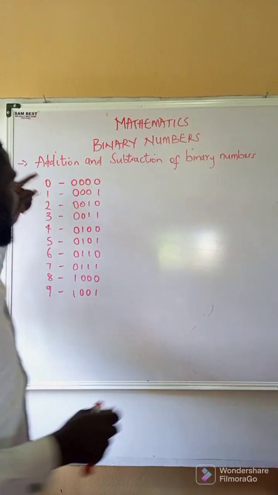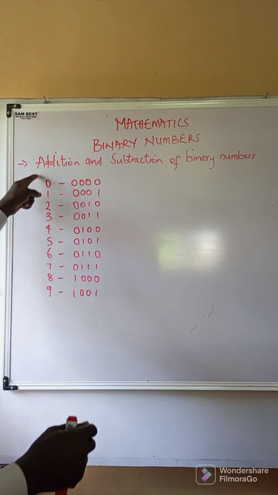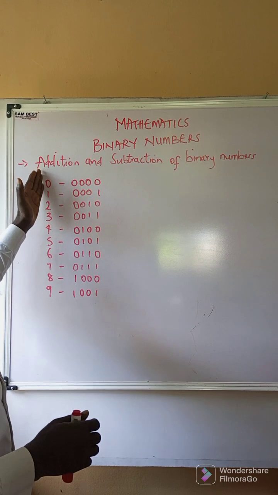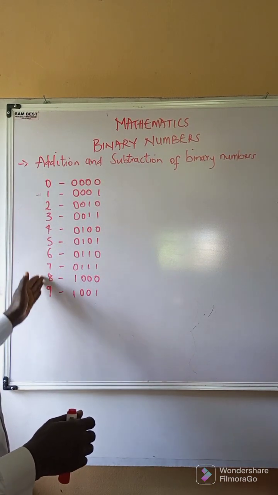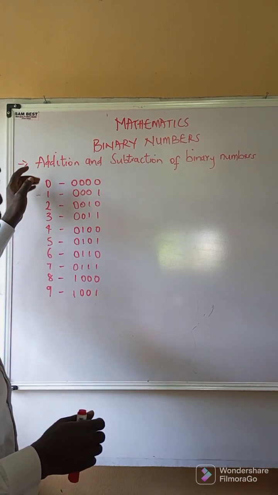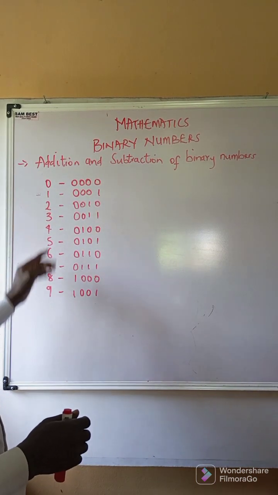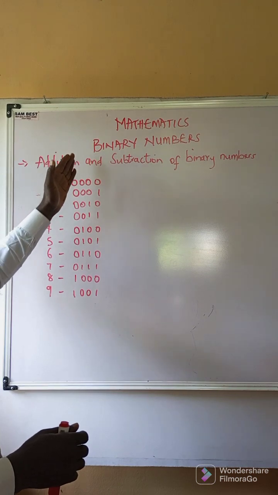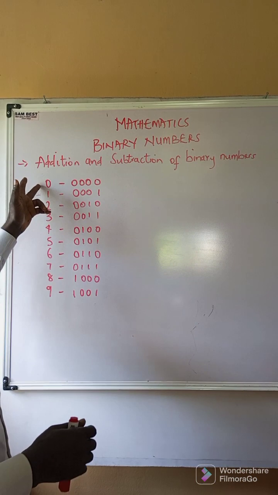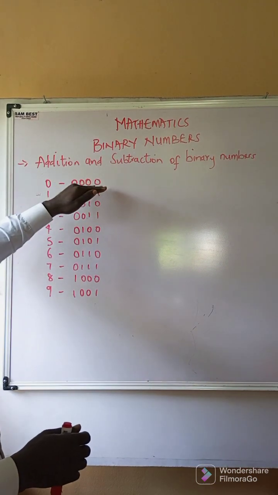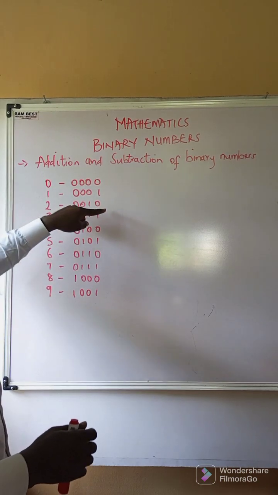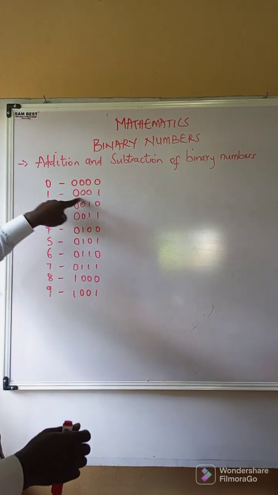Now look at this illustration here, or this expression here. These are regular digits from 0 to 9. I hope you're seeing it. Regular counting numbers from 0 to 9, and their binary equivalent. When you have 0, the binary equivalent is expressed like this. For 1, the binary equivalent is 0001.